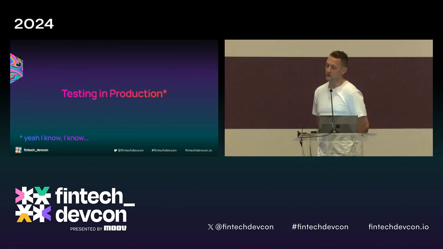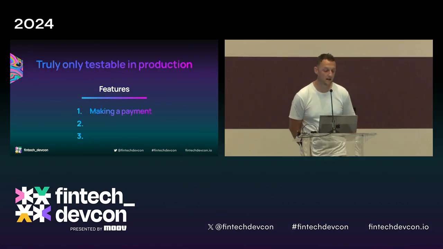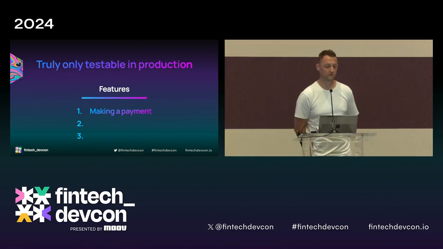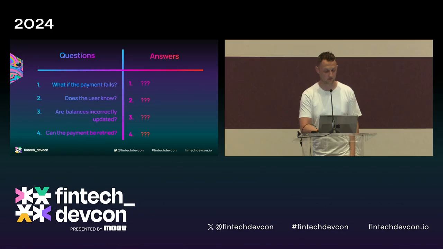Testing in production. Sometimes you just have to. There is a very, very short list of acceptable features, in my opinion, that you can only truly test in production. Making real money payments is one of them. If there are others, I would happily add them to that list, but I don't think it's much longer.